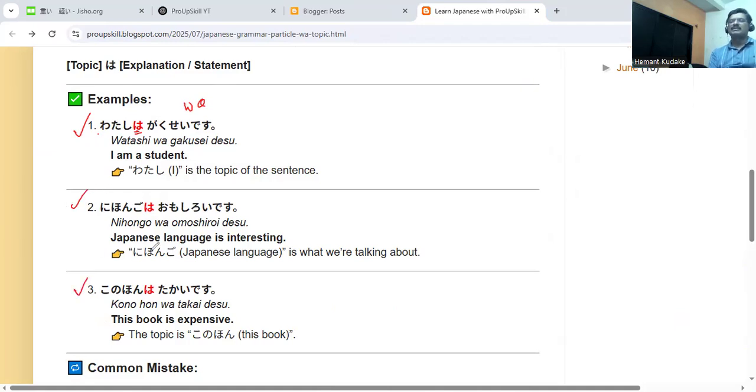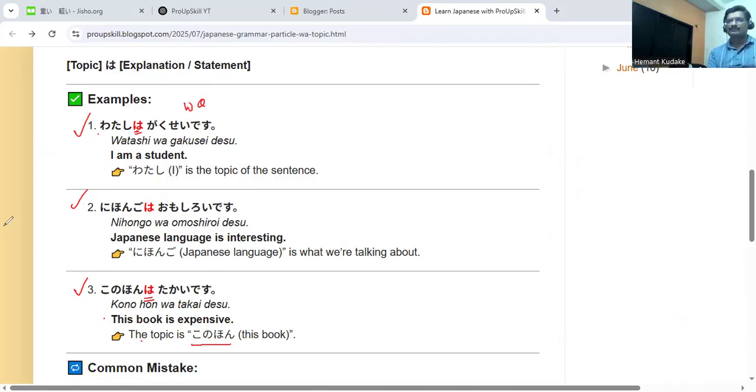The third example is kono hon wa takai desu. Kono hon means this book. Takai means costly. So this book is costly or expensive. The topic of the sentence is kono hon, and wa is showing the topic of the sentence, which is before it, that is kono hon.